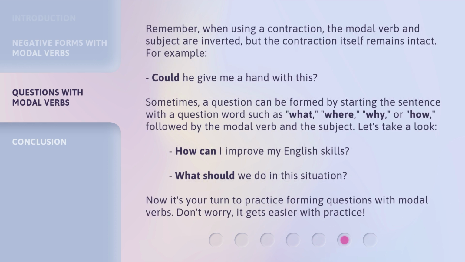Remember, when using a contraction, the modal verb and subject are inverted, but the contraction itself remains intact. For example, could he give me a hand with this?